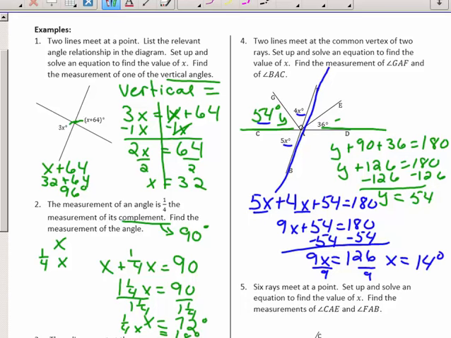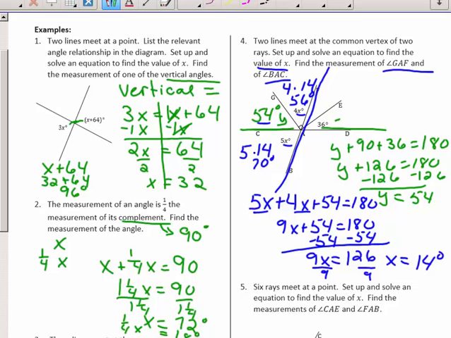Now, it asked me to find the value of x, and it asked me to find the measurement of the angles. So then I have to go in and do that. So I'm going to put it up here because I wrote a little too big. So 4 times 14 means that this angle is going to be 56 degrees. And 5 times 14 is going to make that angle 70 degrees.